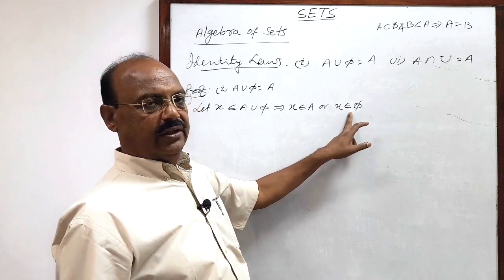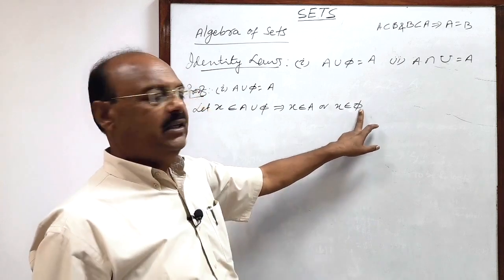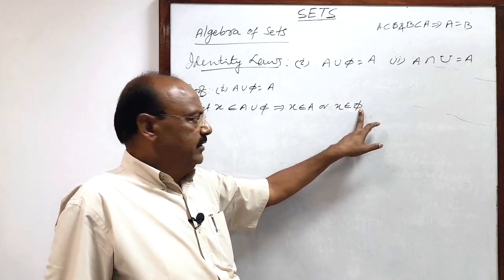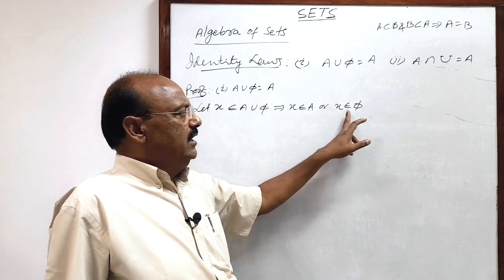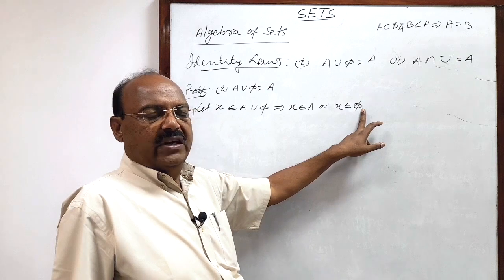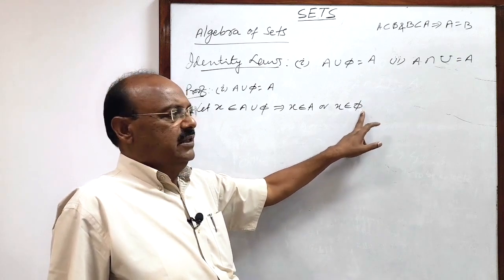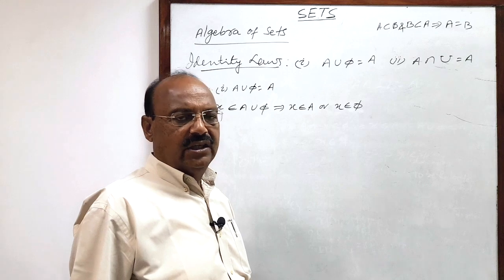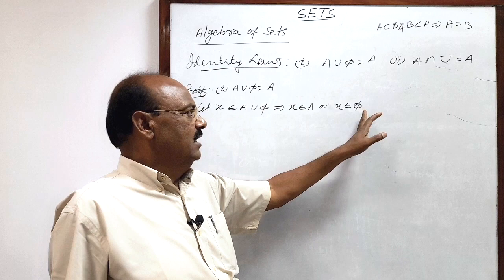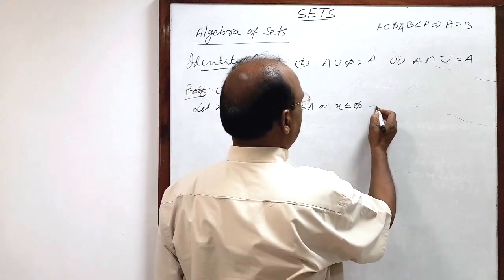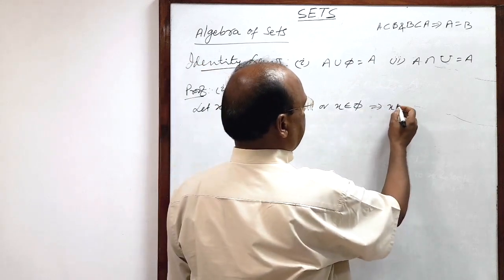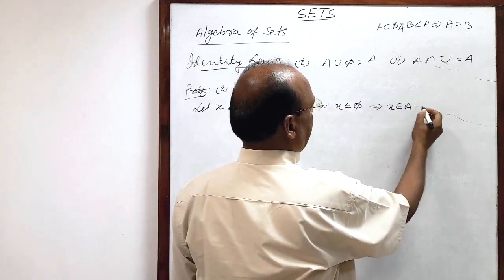There is a contradiction. Why? Because phi is a null set. Phi is an empty set. It doesn't contain any element. So X, any element belonging to null set, this is not correct. There is a contradiction because phi is an empty set, null set. So no element will be an element of null set. So we are coming to the conclusion here that X is belonging to set A only. X is belonging to set A.